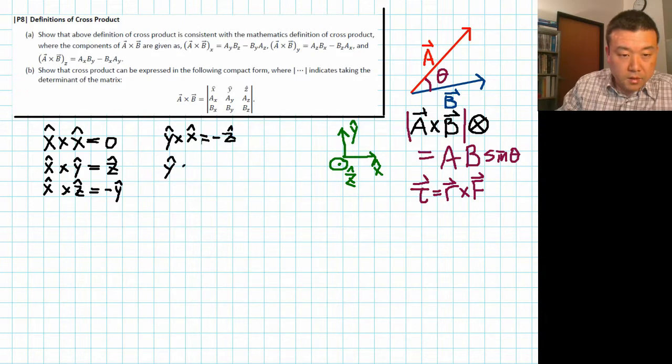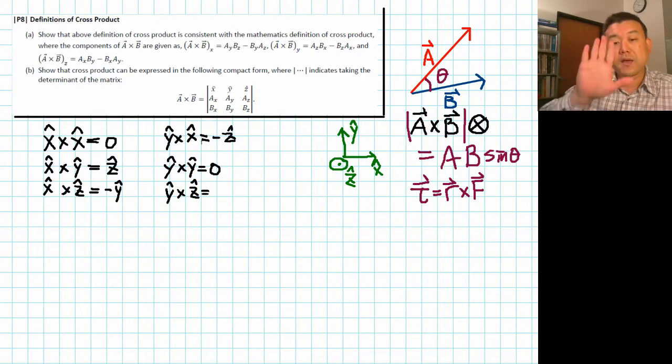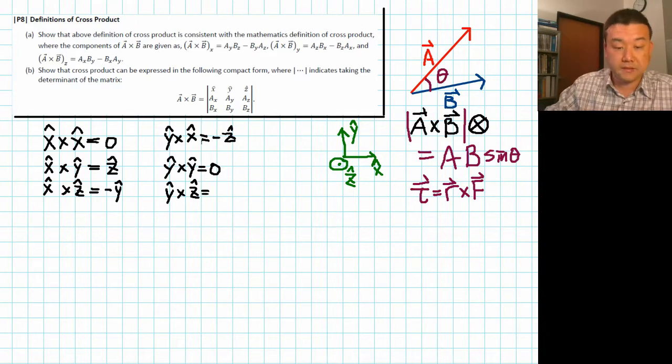Y hat cross y hat is once again 0 because the angle between them is 0. Y hat cross g hat. I encourage you to do this on your own, and you should get x hat. All right, let's keep going.